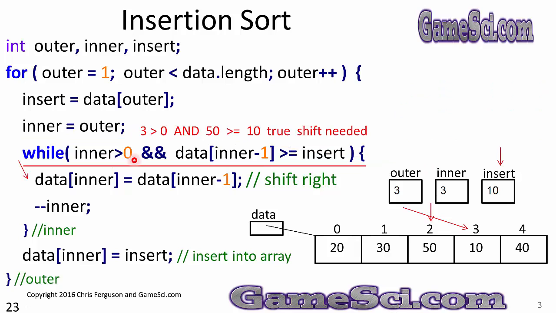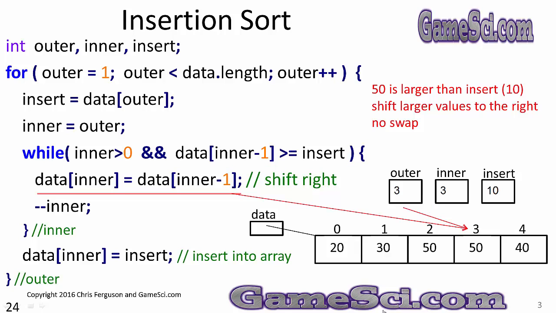Inner greater than 0. 3 greater than 0. Well, that's true. Data sub inner minus 1 greater than or equal to insert. That's 50 greater than or equal to 10. That is true. When both sides of the and are true, the result is true. That means we have to do a shift. That 50 needs to move over. 50 is larger than our insert value. We're going to shift larger values to the right over.